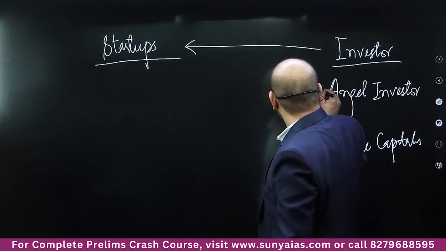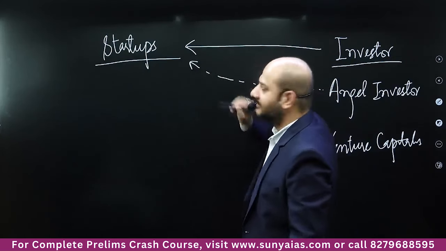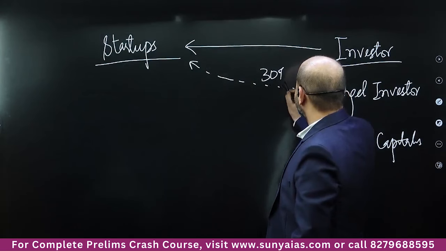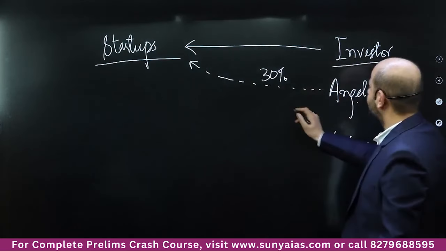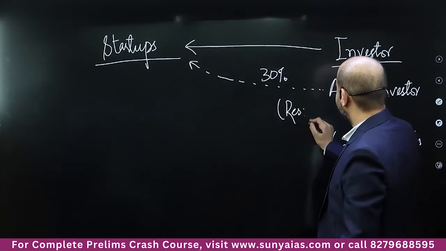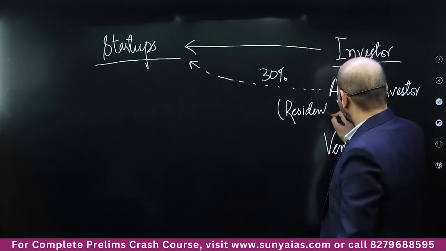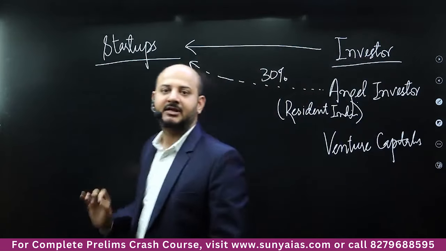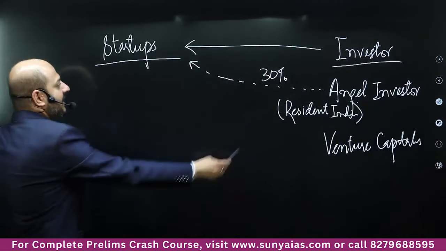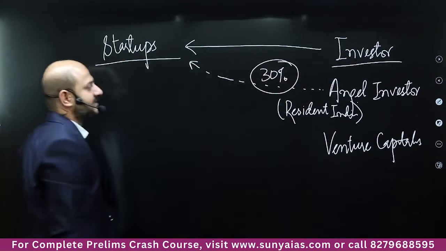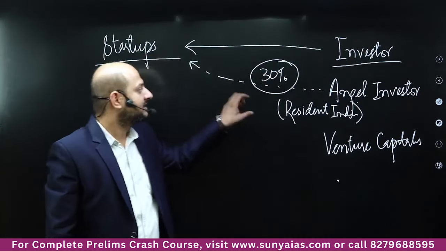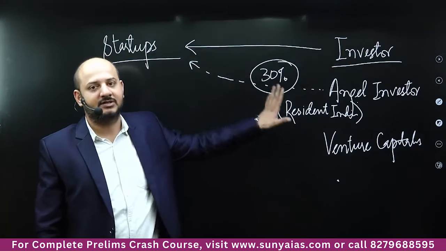If an angel investor is investing money into the startup, then right now the provision is that it will be taxed 30% if the angel investor belongs to the resident Indians. For residents, it has been 30%. Now you will understand why this angel tax has been there, because it is on the angel investor, not on the venture capitalist. Therefore, this tax has been named the angel tax.